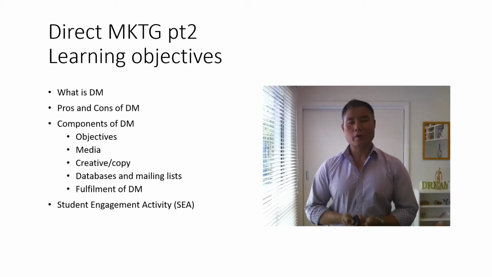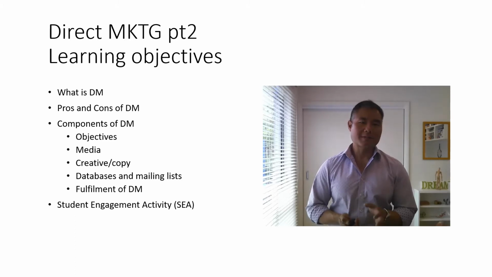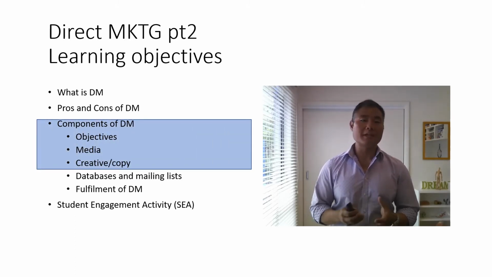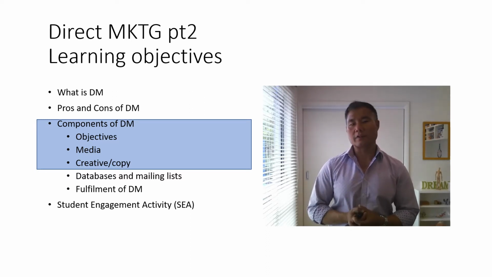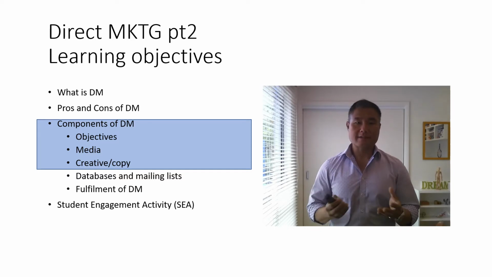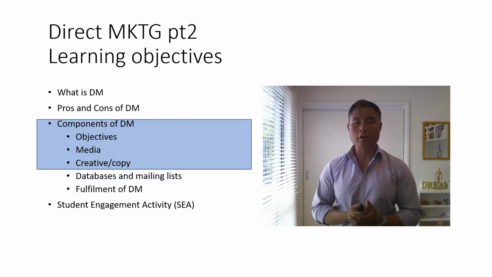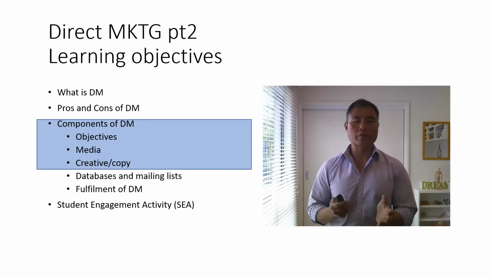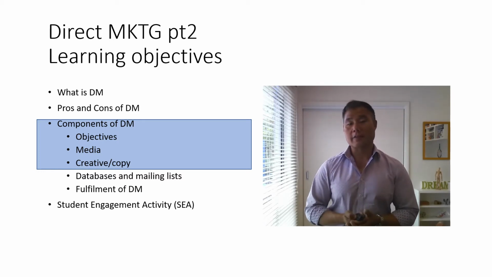Right, today we're going to look at the components of direct marketing, specifically the first three components: the objectives of direct marketing, the media that can be used, and the creative copy element of direct marketing. This is the second part of a three-part lecture. Last time we looked at what is direct marketing and some of the pros and cons. This time we're going to look at those components, and then we'll finish off the remaining topics in the third lecture.